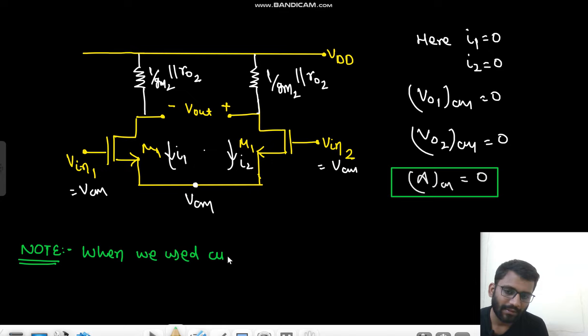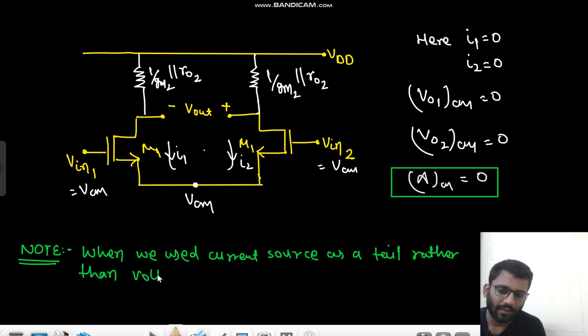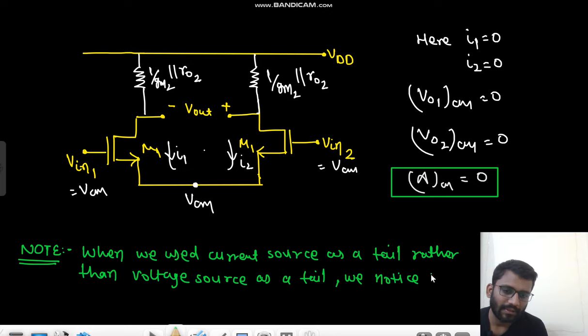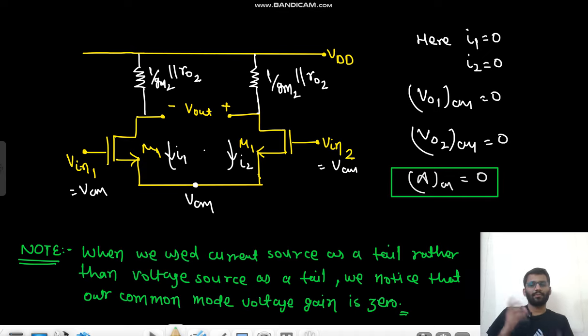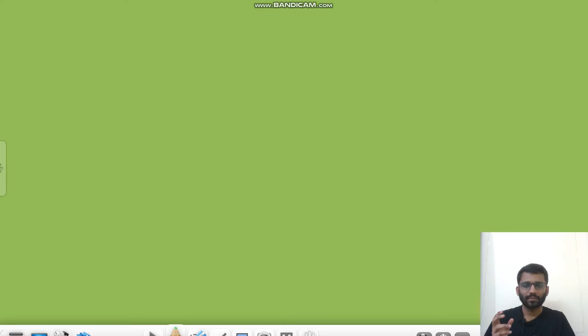When we used current source as a tail rather than voltage source as a tail, we notice that over common mode voltage gain is 0, right? When we are using voltage source, what happened here?